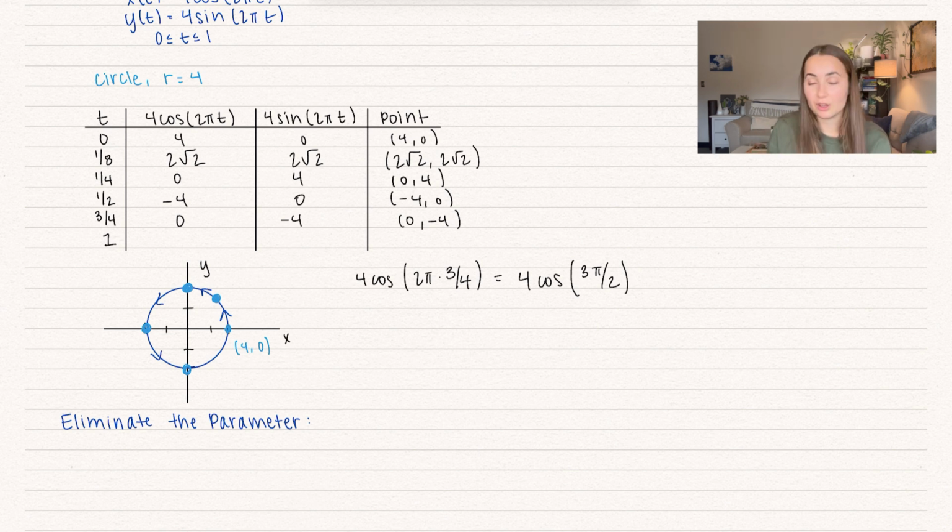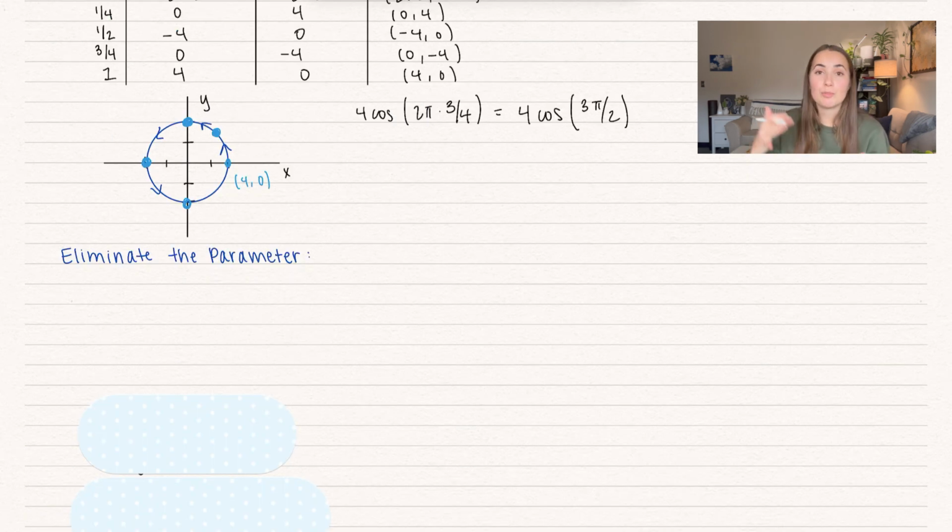Once we go back to 1, cosine of 2 pi is 1, so we get 4. Sine of 2 pi is 0, so we go back to our original starting point. So that is how we can parameterize a circle. So we just graphed it out. So the circle was parameterized, right? It was written in terms of t. What if I want to eliminate the parameter?